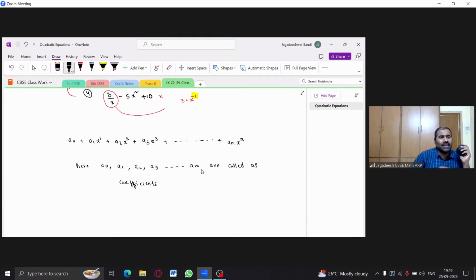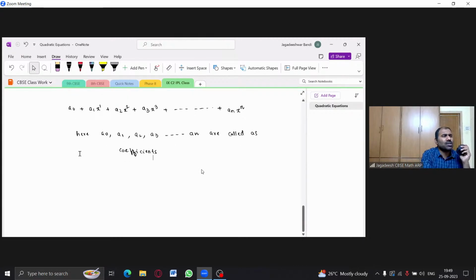Fine. So here we need to talk about two cases all the time. For suppose, say case 1: if the coefficients a naught, a1, a2 and so on, an belong to real numbers. Children, please observe the two cases carefully. If the coefficients a naught, a1, a2 and so on, an belong to real numbers.